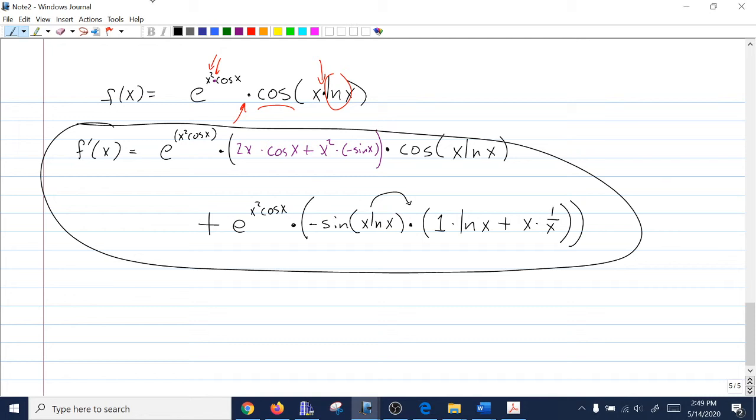Yeah, product rule. Let's do one more example and then we'll say the quotient rule.